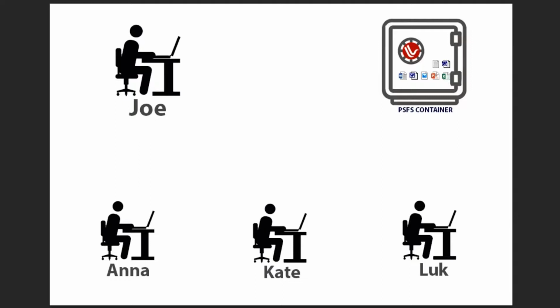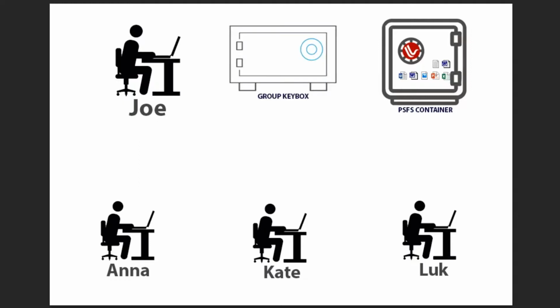Joe's first step as owner is to create the team's group key box. Thereafter, he copies his public key, paired with a private key, located in his personal MyKey box, and inserts a copy of it into the new group key box.